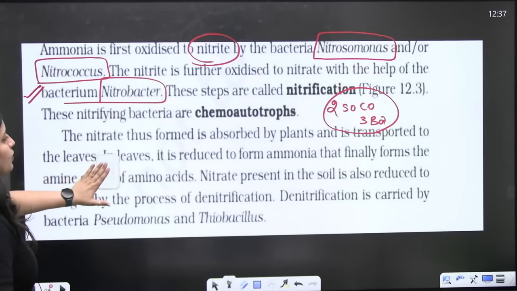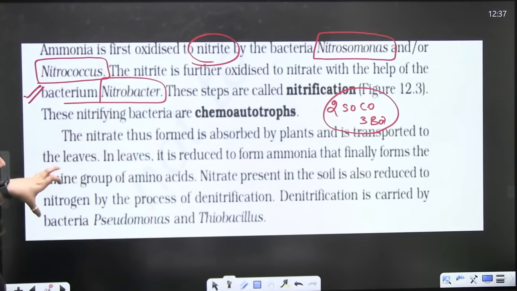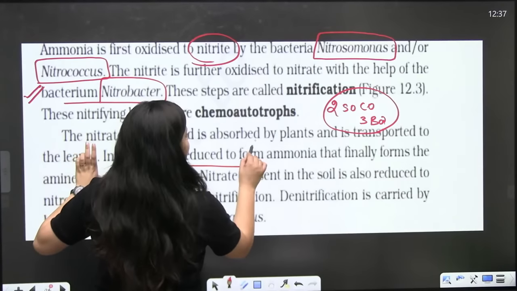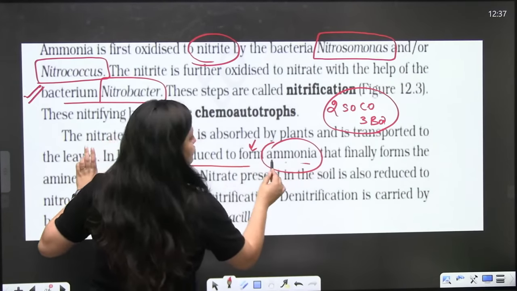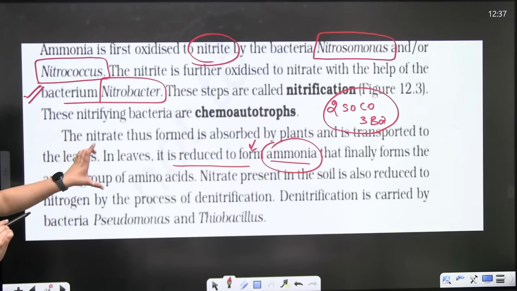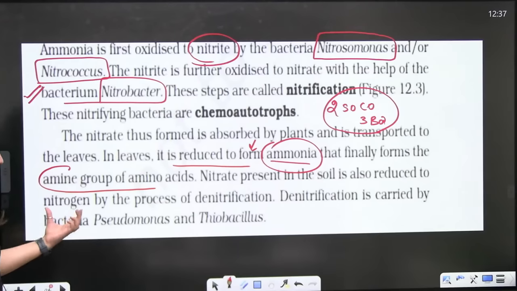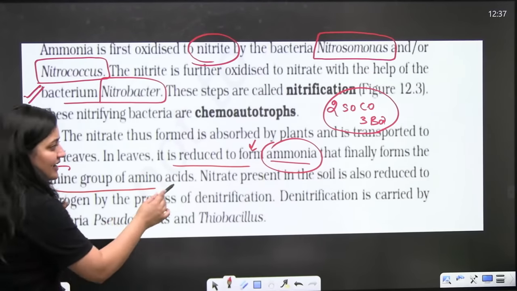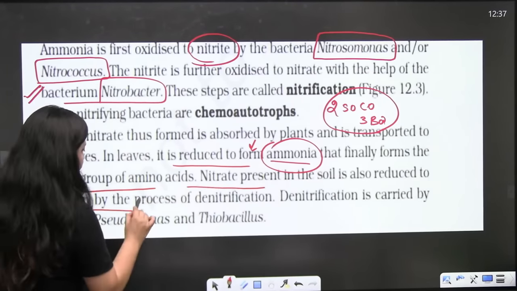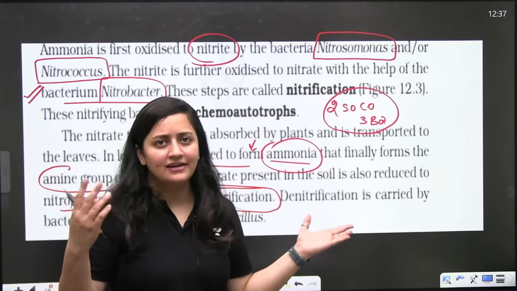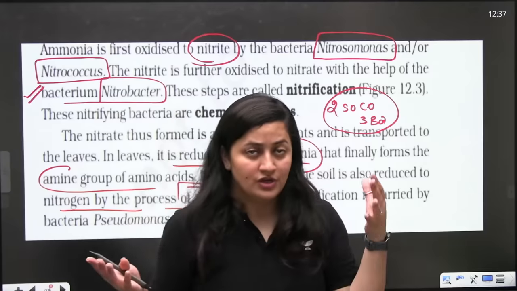Done. So then you know that nitrate will be absorbed by the plant. It will be transported to leaves, right? And in the leaves again, this nitrate will be reduced to the ammonia, and finally amine group of amino acid will form. Right, bachche. So nitrate in the soil, it can also be reduced to nitrogen by the process of denitrification. It is very simple. Nitrate to nitrogen, denitrification.